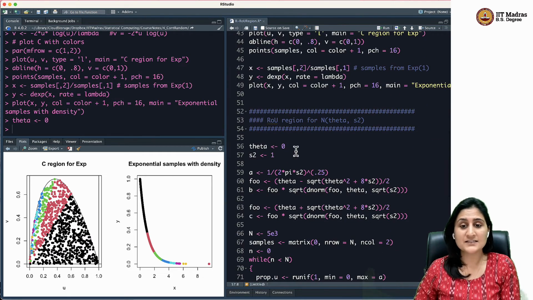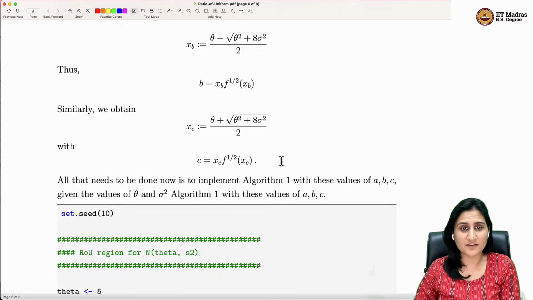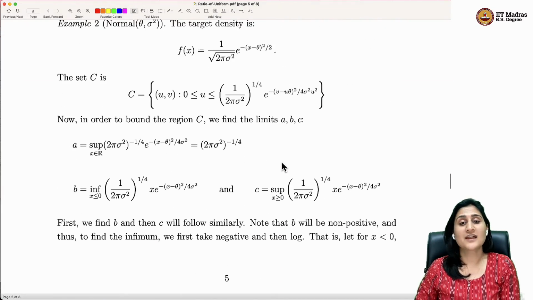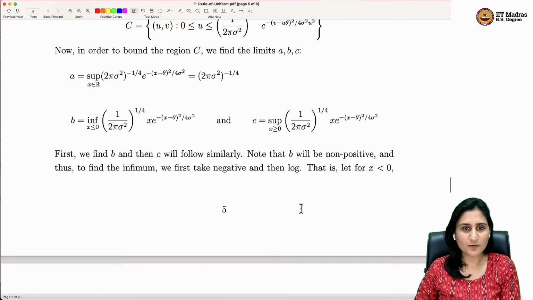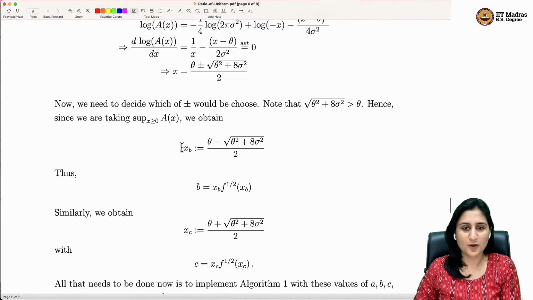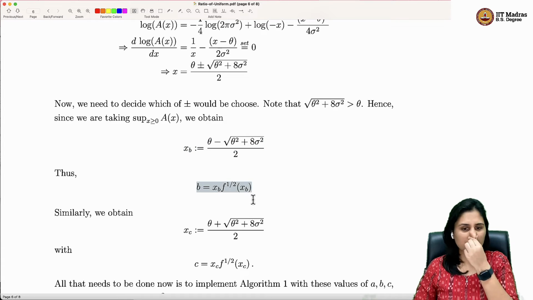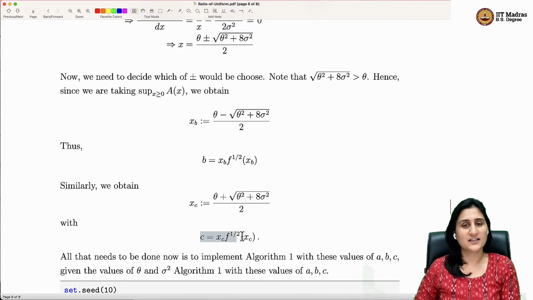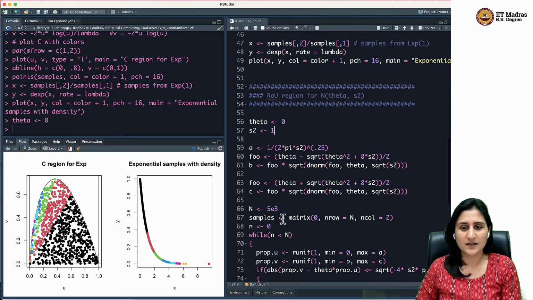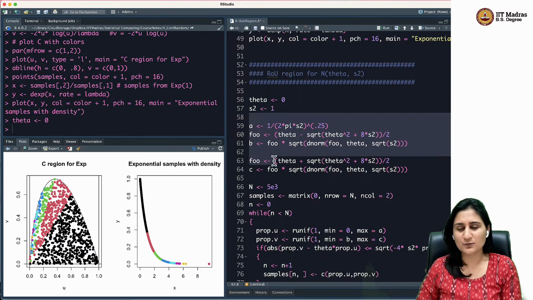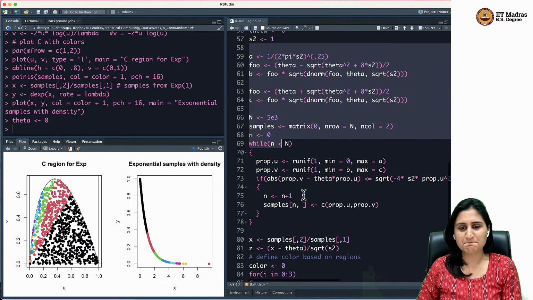So let's say theta is 0 and sigma squared is 1, so my target is the standard Gaussian. Okay, then I can plug in what sigma squared is here, and I can plug in what it is here to get the value of B and to get the value of C. That'll give me the enclosing box, right? And so this is exactly what I'm doing in the code at this point.